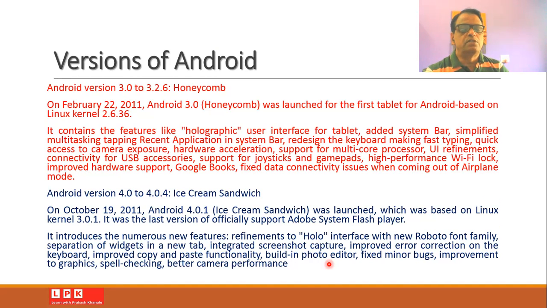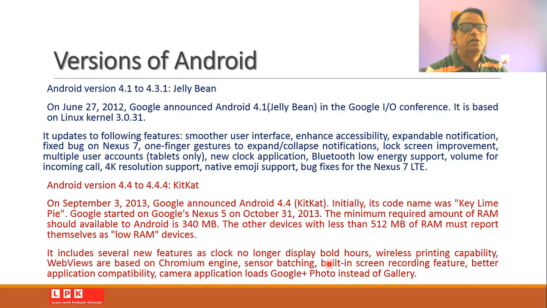The later version was introduced in 2012 called Jelly Bean, which consists of many new features such as gestures to expand and collapse notifications, lock screen improvement, multiple user accounts, a new clock application, Bluetooth low energy support, volume for incoming call, 4K resolution support was provided in this version, and native emoji support and bug fixes were there.